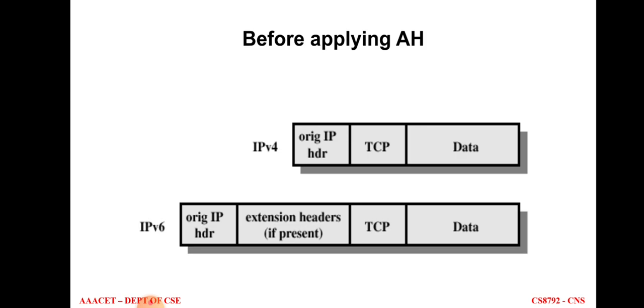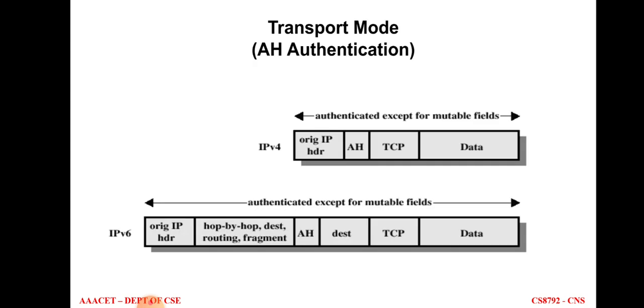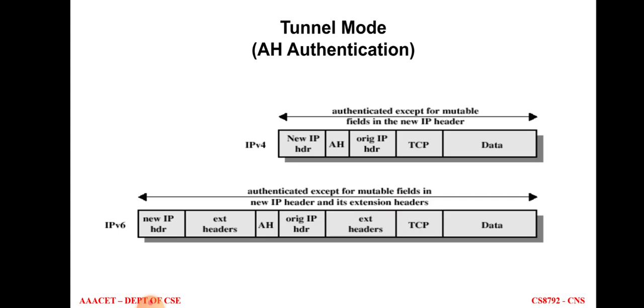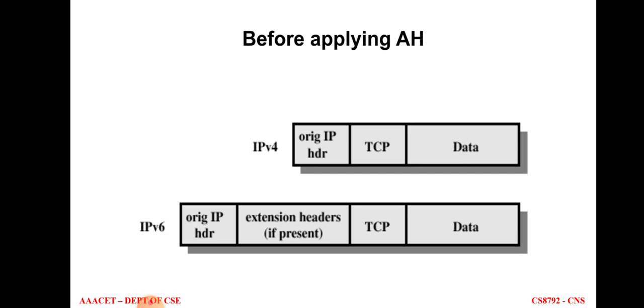Both authentication header and encapsulating security payload, ESP, use two types of modes: one is tunnel mode and the other is transport mode. This is the packet format for IP version 4 and version 6 before applying the authentication header. This is the use of authentication header in transport mode, and this is authentication header in tunnel mode. We will see what that is.